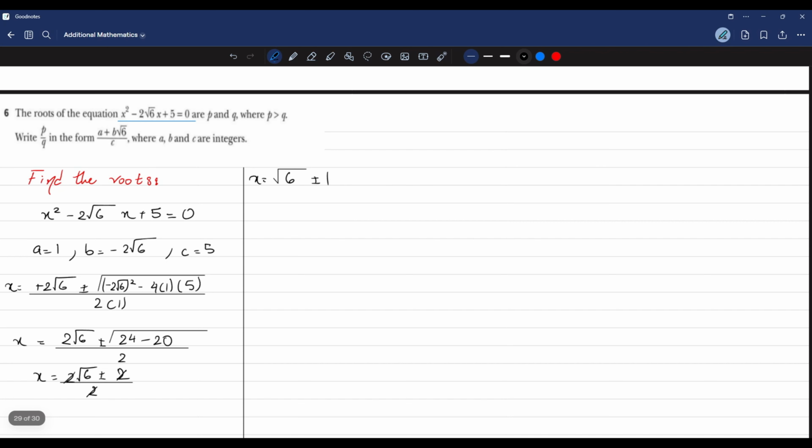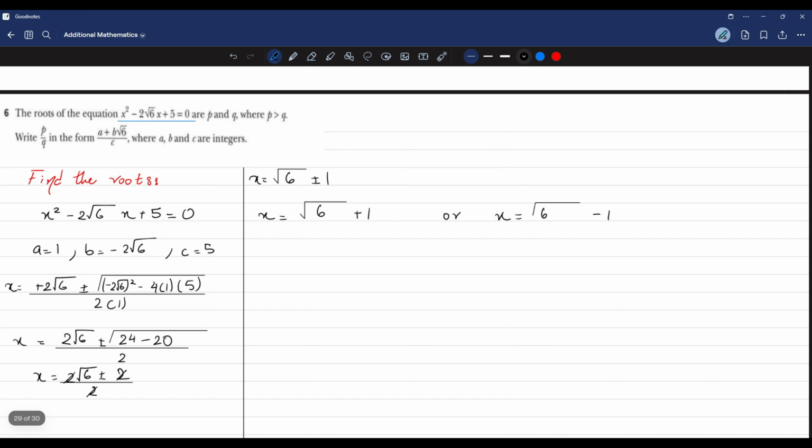These are the two values for x. So either it's positive 1 or negative 1. So basically, if I were to write two values of x, I would have x is equal to under root 6 plus 1, or x is equal to under root 6 minus 1.